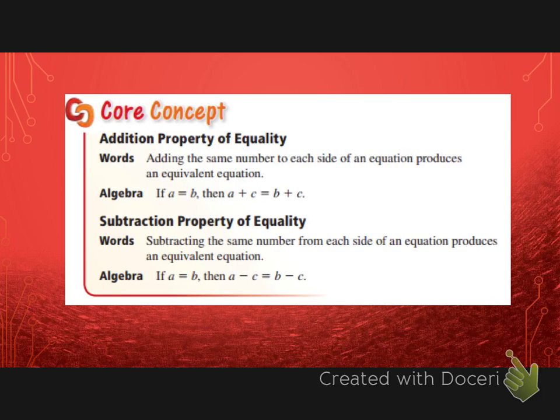So our core concept here is that we're going to be looking first at the addition property of equality, which just means that adding the same number to each side of an equation produces an equivalent equation. And the subtraction property of equality is just that if we subtract the same number from each side of an equation, it produces an equivalent equation.